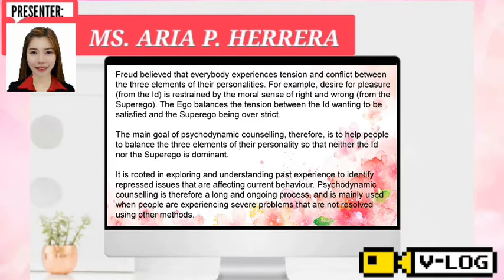Freud believed that everybody experiences tension and conflict between the three elements of their personalities. For example, desire for pleasure from the id is restrained by the moral sense of right and wrong from the superego. The ego balances the tension between the id wanting to be satisfied and the superego being overly strict. The main goal of psychodynamic counseling, therefore, is to help people to balance the three elements of their personality so that neither the id nor the superego is dominant.